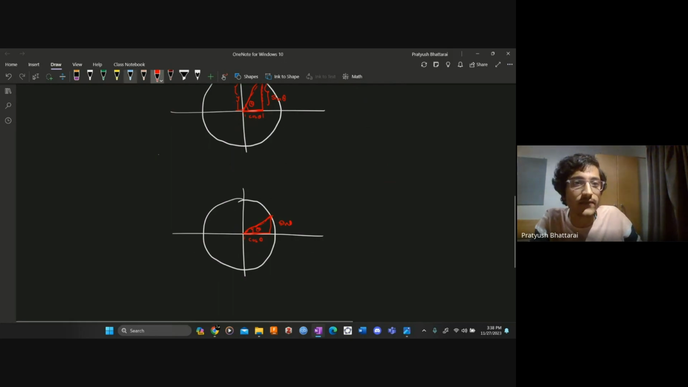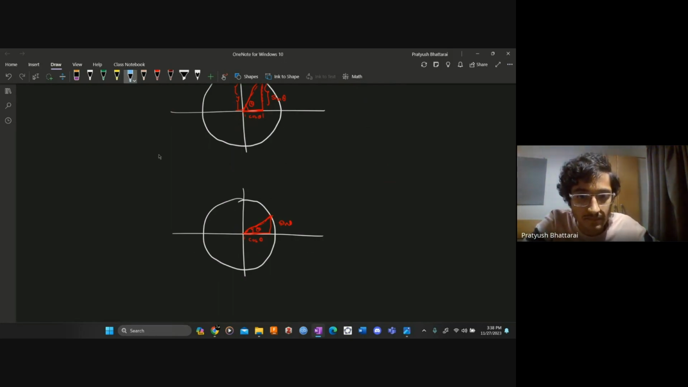If you think of some triangle like this, another blue triangle, the height of this triangle is going to be more than the height of the red triangle, and the base of the blue triangle is going to be smaller than the base of the red triangle.